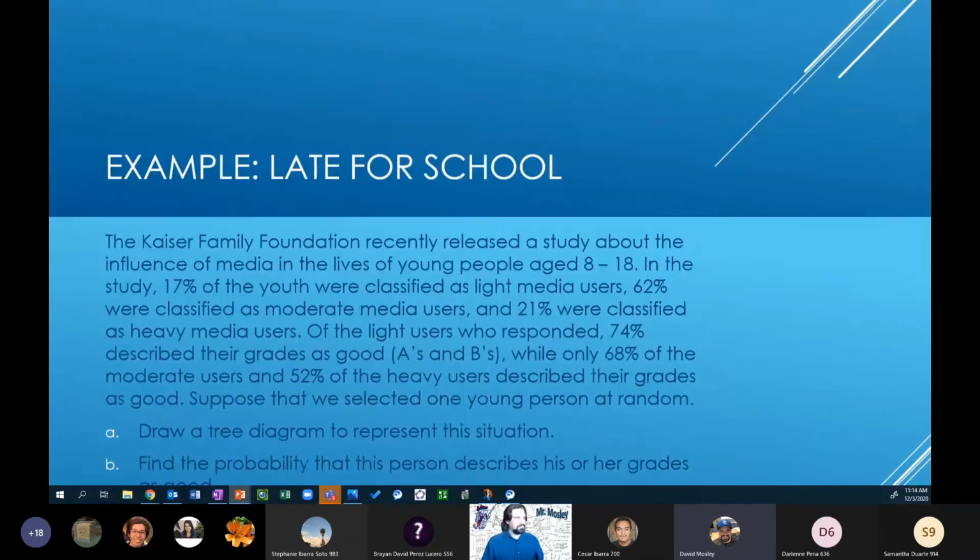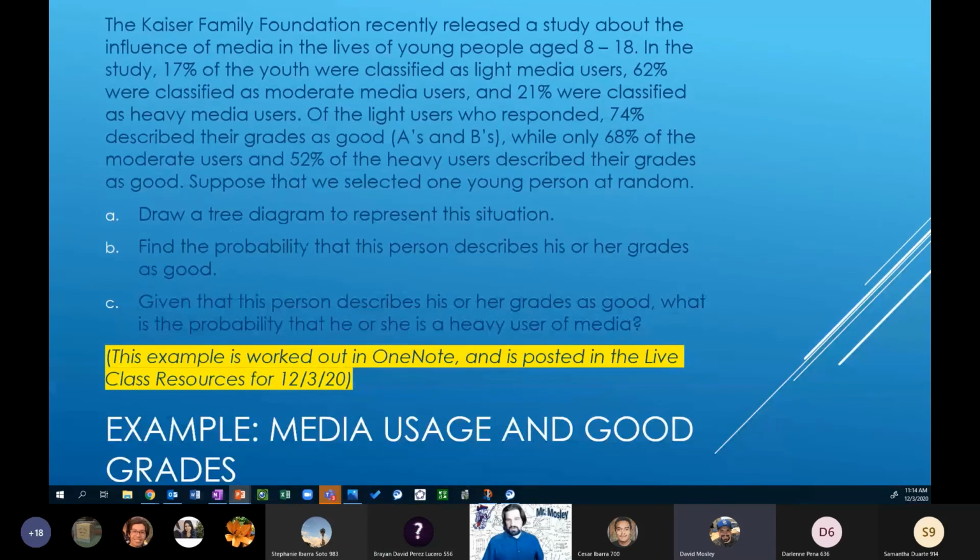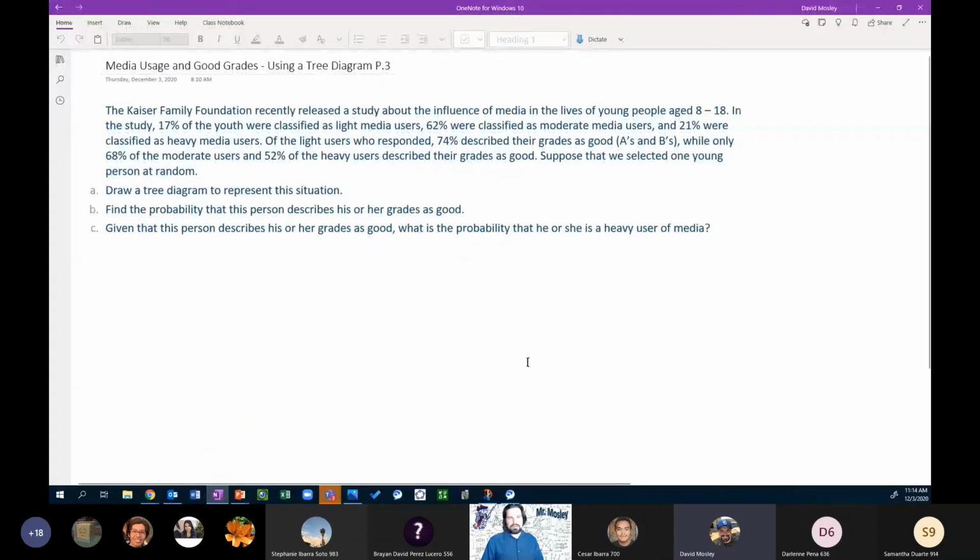So, the next problem, we don't have enough room to do on this page. So it's going to jump over to OneNote, and this will be available in the class notes. We're going to switch over to here. All right. So here's our example.